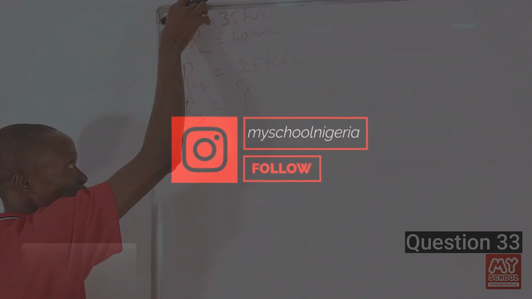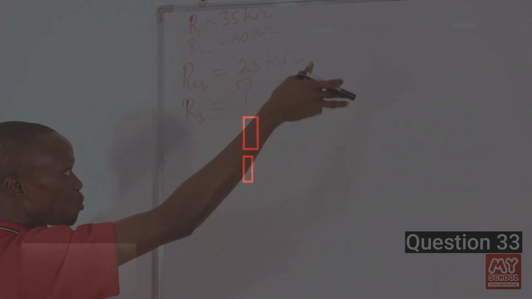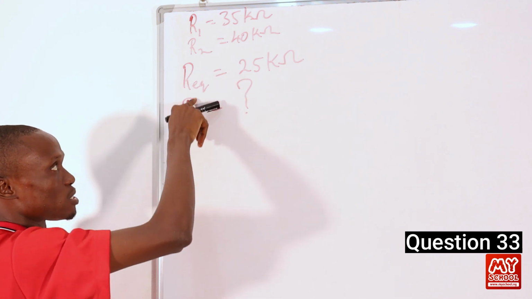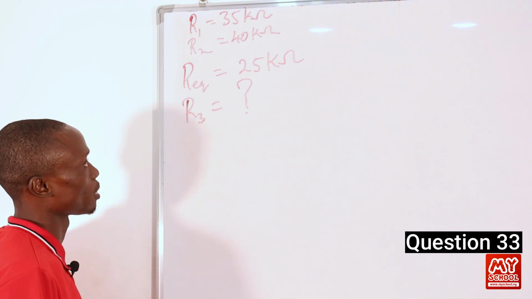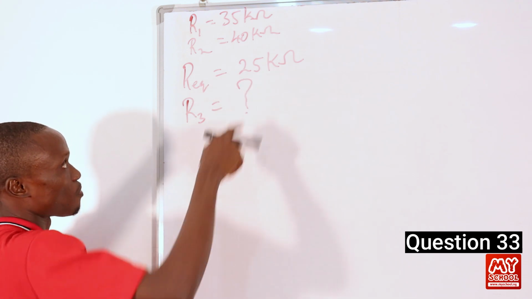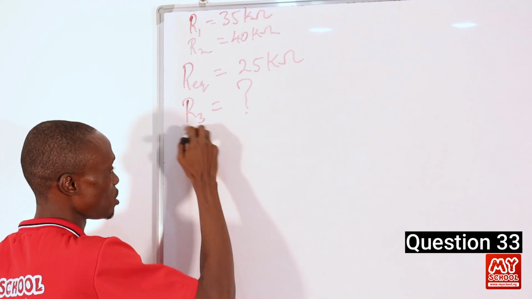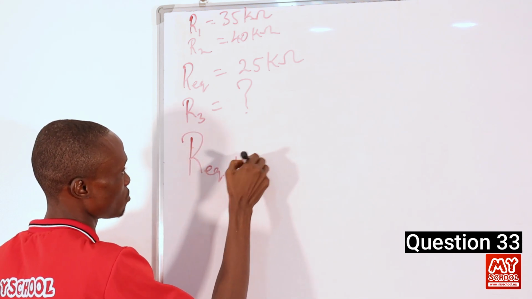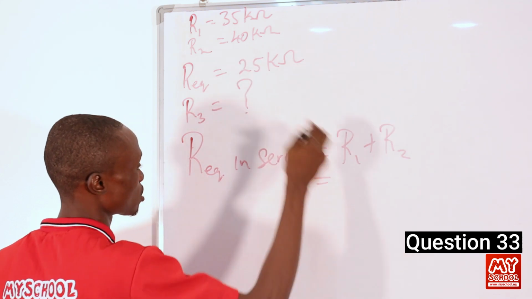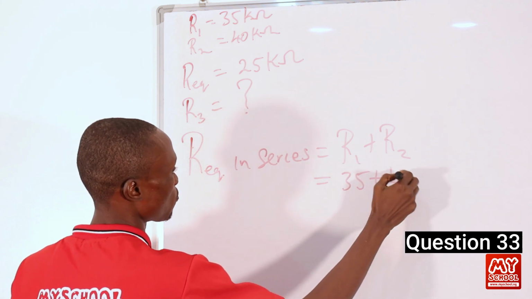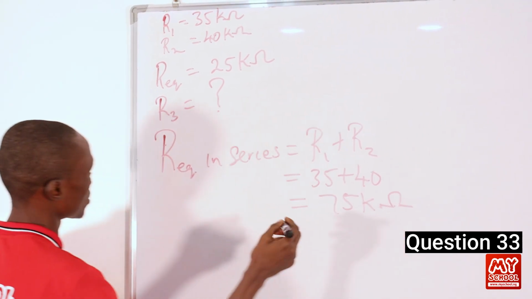So we are told that the first resistor has a resistance of 35 kilo ohms, while the second one has a resistance of 40 kilo ohms. We are also told that the equivalent resistance should be 25 kilo ohms, and we should calculate that other resistance that we need to add. We know that equivalent resistance in series is equal to R1 plus R2. So we add those two together, 35 plus 40, and that will give us 75 kilo ohms. So that is the equivalent resistance in series.